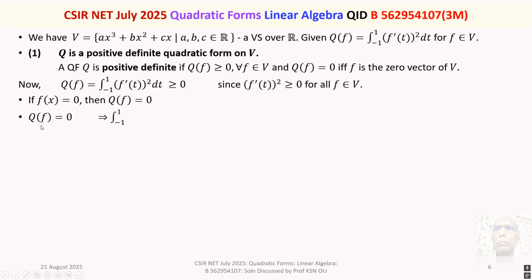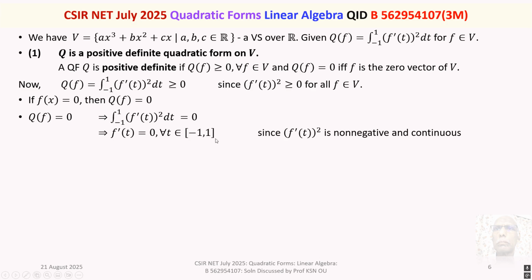Conversely, Q of f equal to 0 implies, by definition, that the integral from -1 to +1 of f prime t whole squared dt is equal to 0. This implies f prime t is equal to 0 for all t in the closed interval -1 to +1. Why? Because f prime t whole squared is non-negative and continuous. So this gives f prime t equal to 0. Integrating, f of t is a constant. That means f of x is a constant polynomial in V.